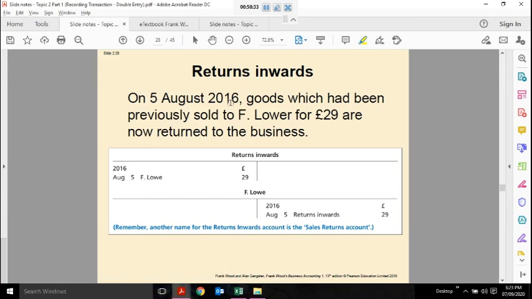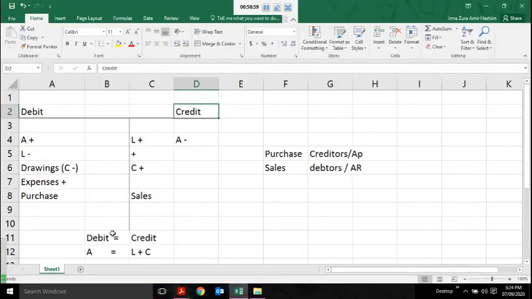Now, let's look at this example, 5th August 2016. Goods which had been previously sold to Afflo for 29 are now returned to the business. So you sold to Afflo, and Afflo is your account receivable. Return inwards, because it's into the business, will affect your inventory. Your inventory will increase. So for return inwards, you will record it as a debit.